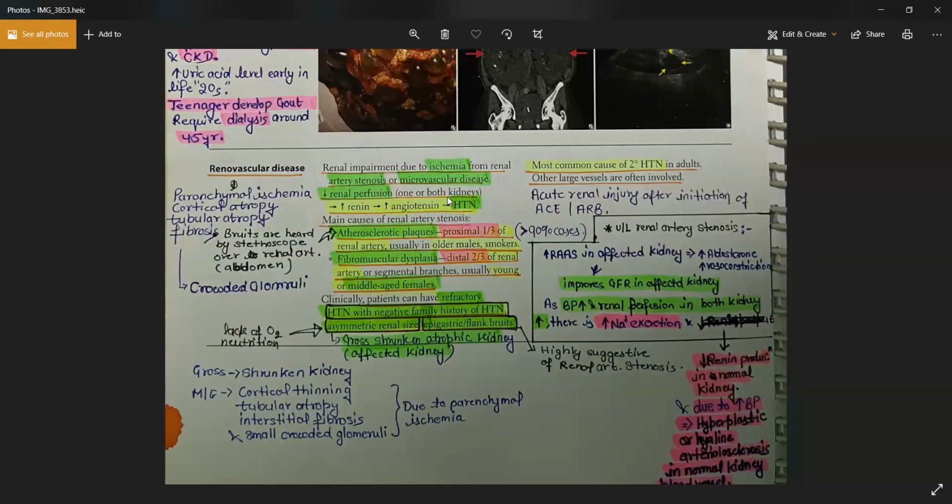Is that okay? Will the perfusion increase in the normal kidney? Yeah, the blood flow will be increased in the other kidney because of this high blood pressure, right? High blood pressure should increase the blood flow, right?